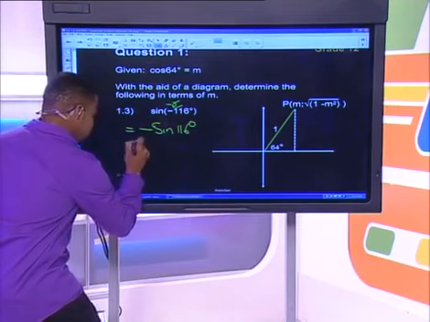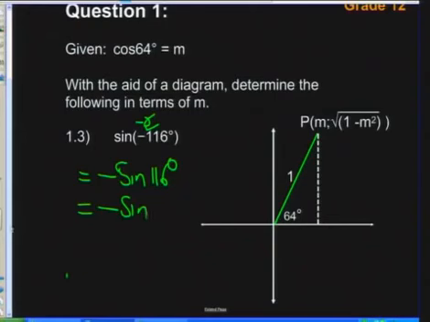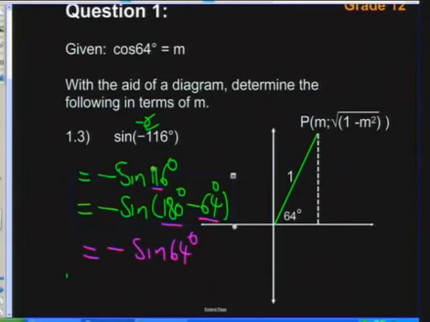So I think this is minus sine. I can say 180 minus 64 degrees. Because 180 minus 64, you get back to 116. Then where's 180 minus 64? The second quadrant. Therefore, sine will stay negative. Minus sine 64 degrees.